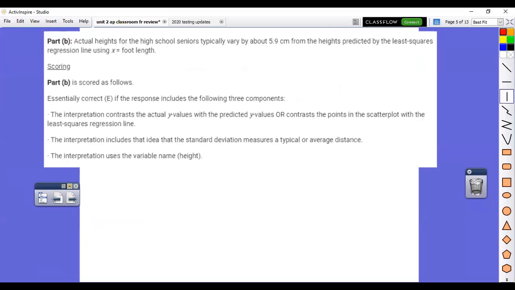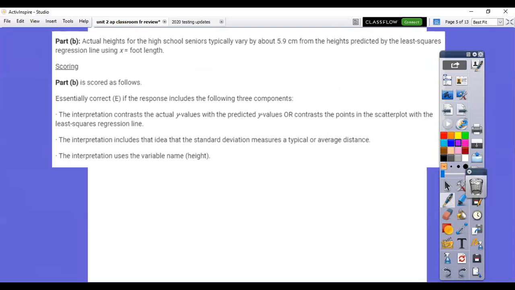Your interpretation needs context, context, context. Anytime you're in, the whole test is going to be free response, right? You're going to be able to get partial credit just for putting the context of the problem in your answer. Don't leave that easy money on the table. Cash in on those points. And then the interpretation includes the idea that the standard deviation measures a typical distance, or you could also think of that as an average distance.